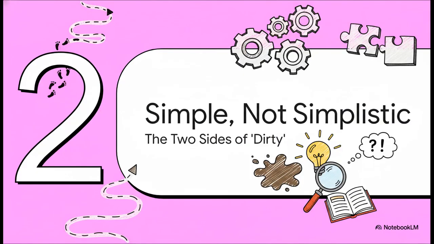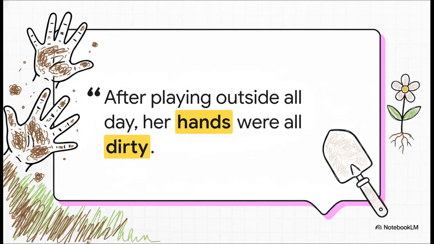But okay, this is where it starts to get really interesting. Because how a word is built is just the beginning, right? The real power is in how we use it. And believe me, dirty isn't just about mud on your shoes. All right, so here's use number one. This is the most literal physical meaning you can get. You can picture it perfectly, right? A kid's hands just covered in actual grime and soil. This is dirty in its most tangible form.